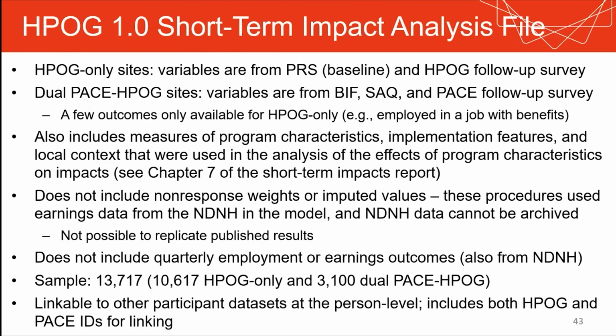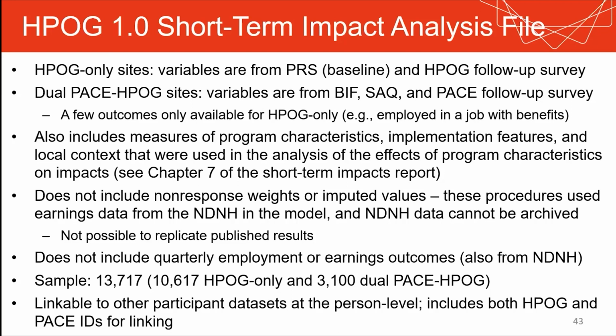The HPOG 1.0 short-term impact analysis file. This is where we blended data from the PRS, the HPOG follow-up survey, and the PACE version of these instruments for the dual site participants. We included measures of program characteristics, implementation features, and local context. These were all used in the analysis of the effects of program characteristics on impacts. So basically, anything we used for the short-term impacts report can be found in this file.